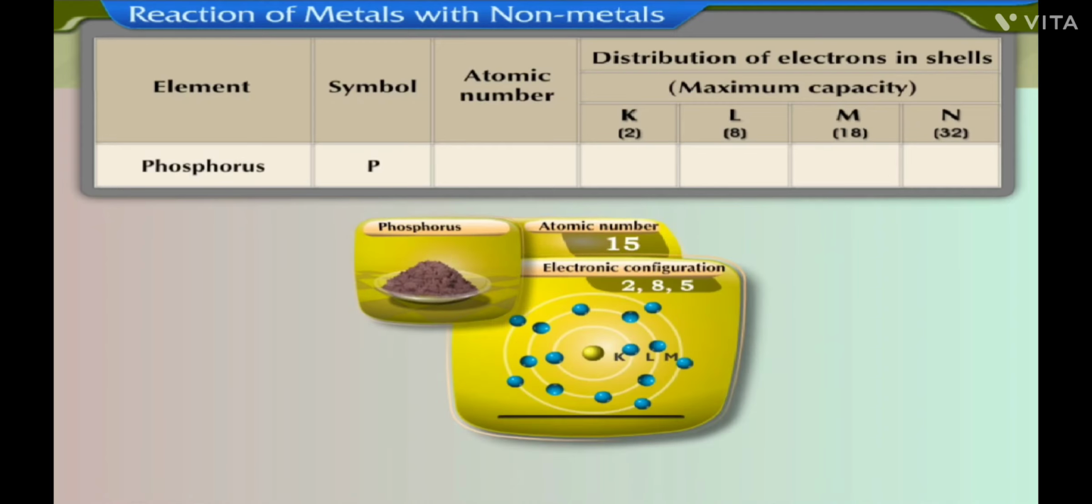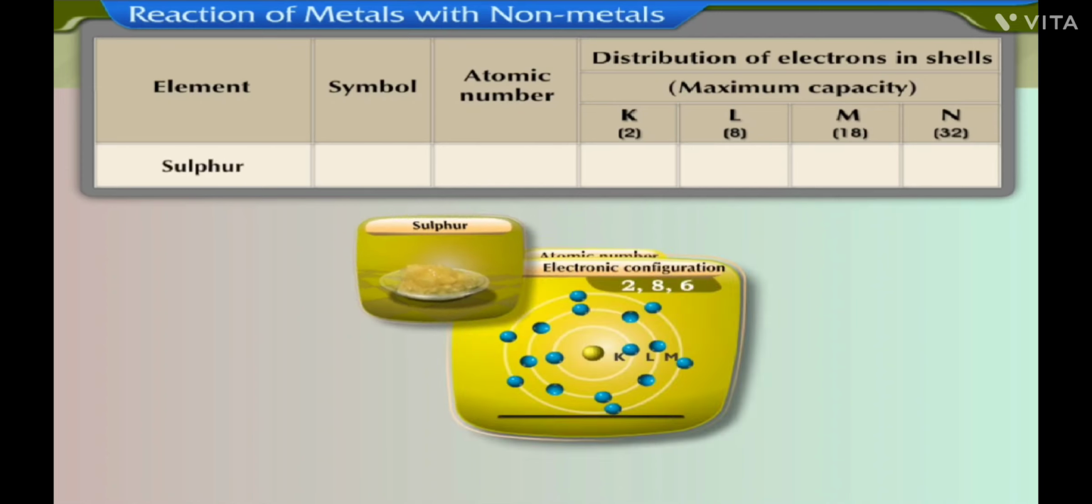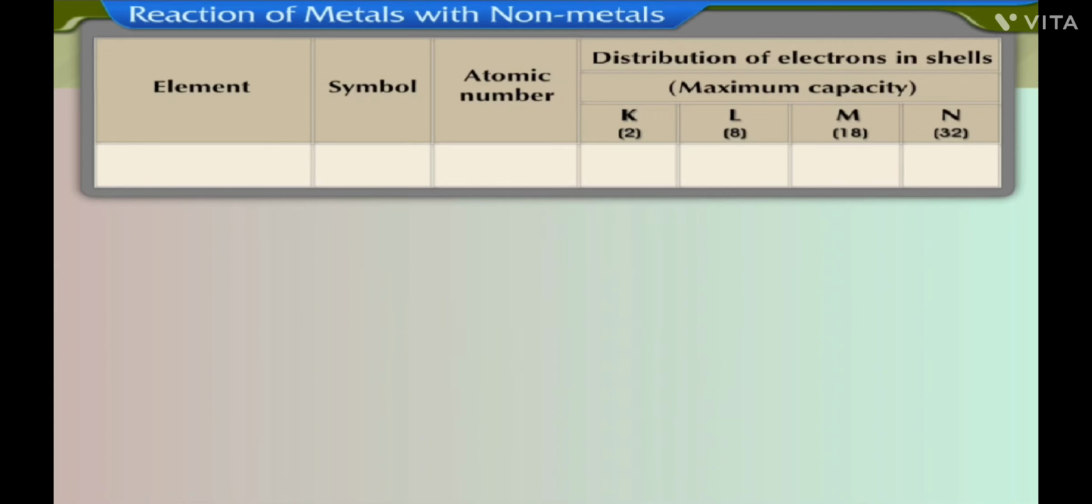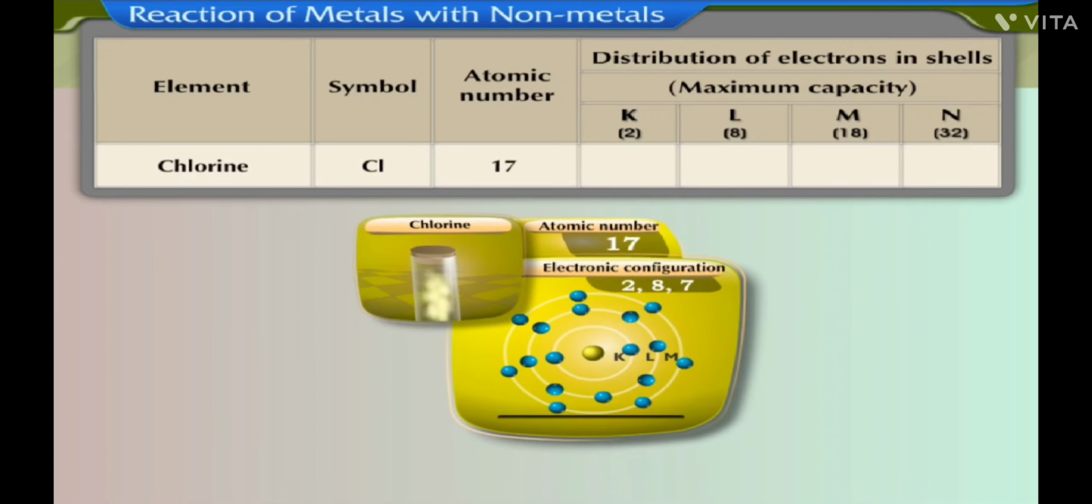Phosphorus, P, atomic number 15, 2 electrons in the K shell, 8 in the L shell, and 5 in the M shell. Sulfur, S, atomic number 16, 2 electrons in the K shell, 8 in the L shell, and 6 in the M shell. Chlorine, Cl, atomic number 17, 2 electrons in the K shell, 8 in the L shell, and 7 in the M shell.